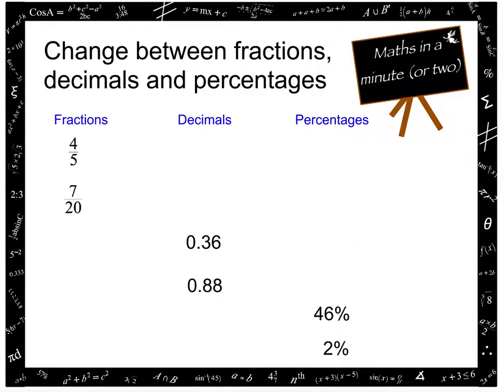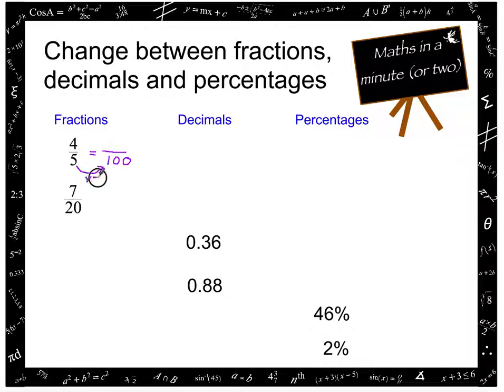So first of all, I'm going to change from fractions, as that's probably the hardest one. In order to change from a fraction to either a decimal or a percentage, we need first of all for our fraction to be out of 100. Okay, so we need to turn it into hundredths. So you ask yourself, how would I get from 5 to 100? What would I multiply 5 by to get 100?